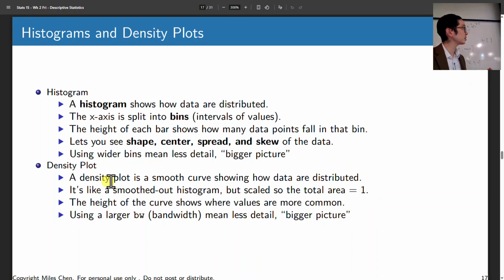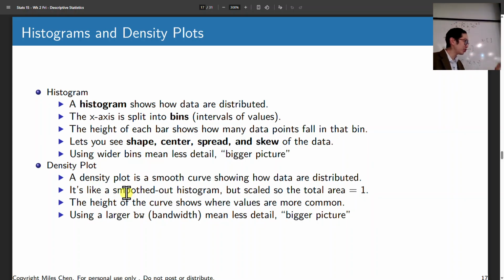Density plots are very similar to histograms. You just draw a smooth curve instead. It's like if you drew a histogram, but then looked at it from far away with blurry vision and just drew a smooth line. That's what you get with a density plot. Maybe it's a touch more complicated than that, but that's the idea.